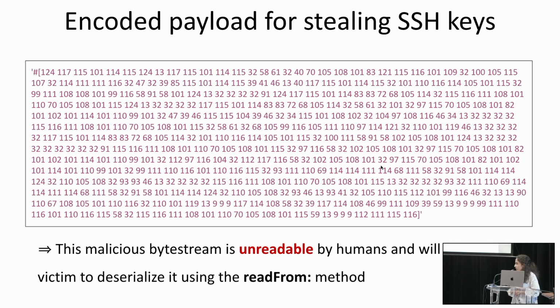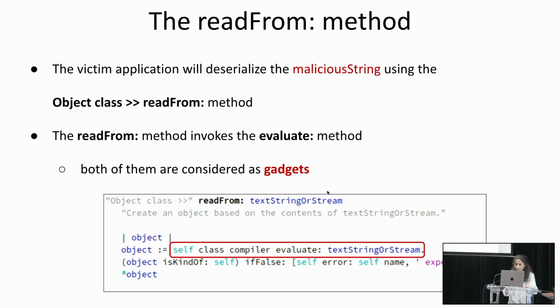So we obtain a stream that is unreadable by a human and that will be used just by the method readFrom in the victim's machine. The victim will just call this method readFrom with this string, and then the attack will take place.